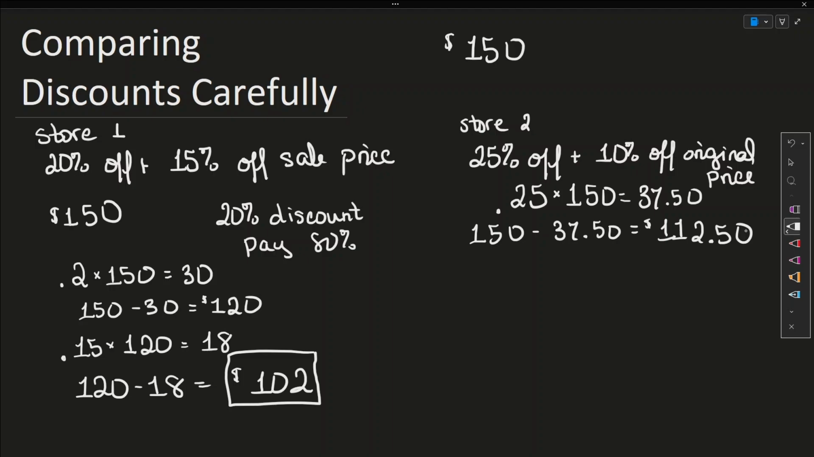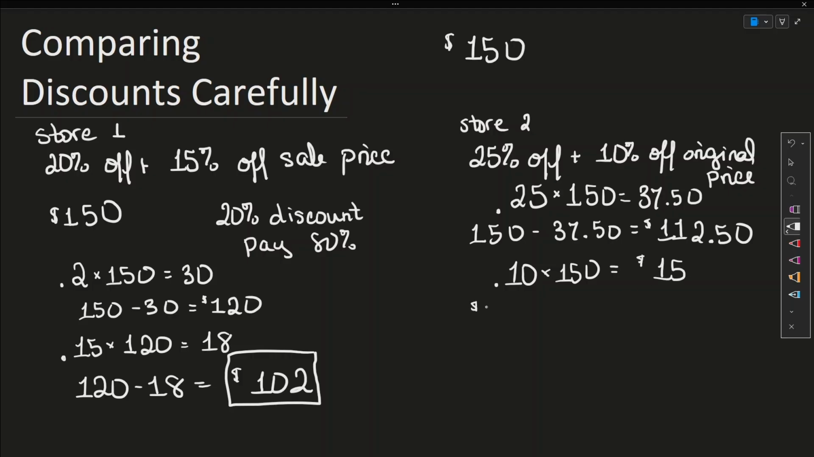Store 2 also gives an extra 10% off of the original price for all shoes. This wording is different from store 1. The extra 10% off is on the original price, not the sale price. So we need to find 10% of $150. So 0.10 for 10% times 150 gives us $15.